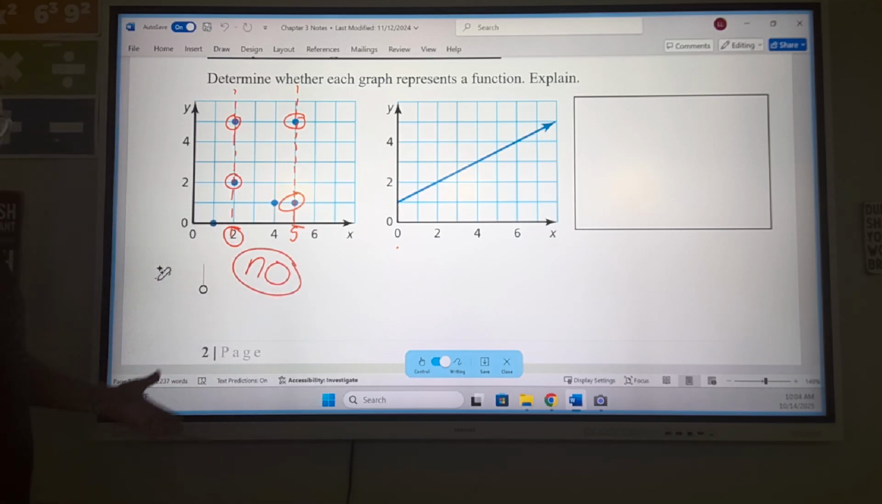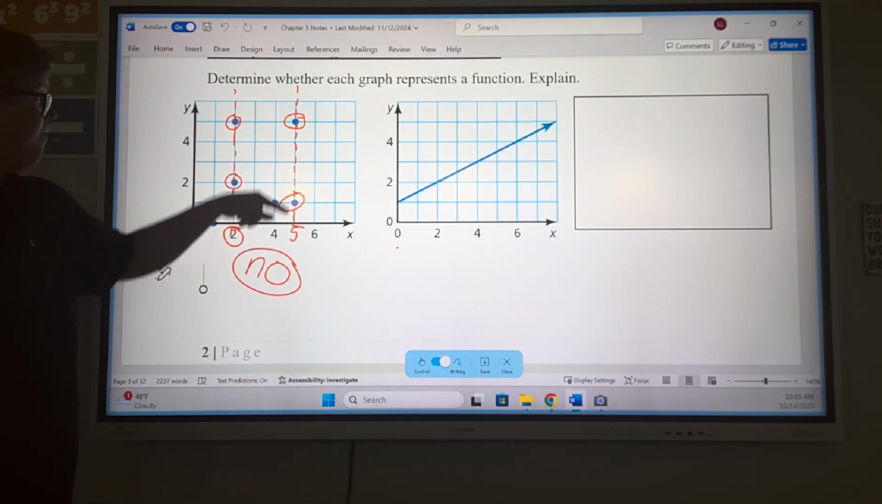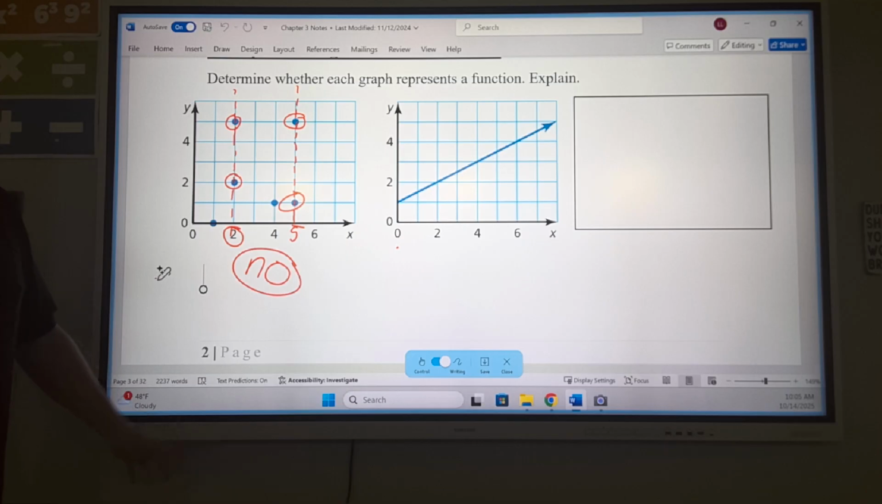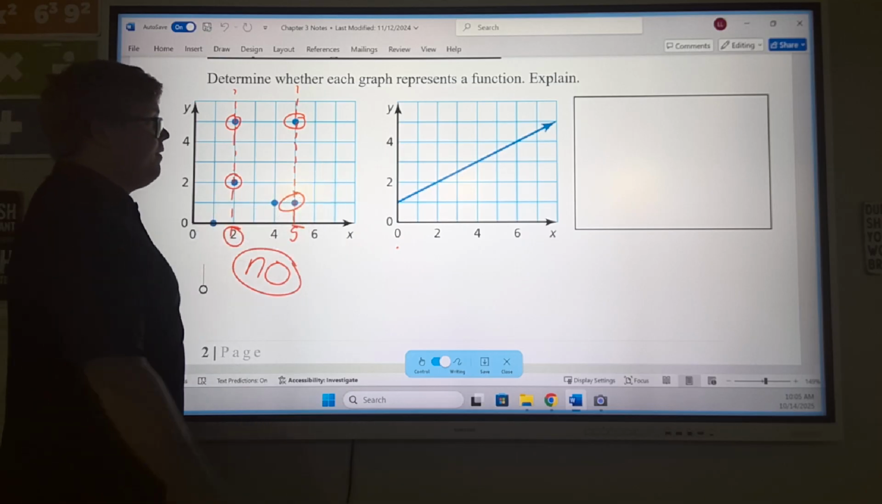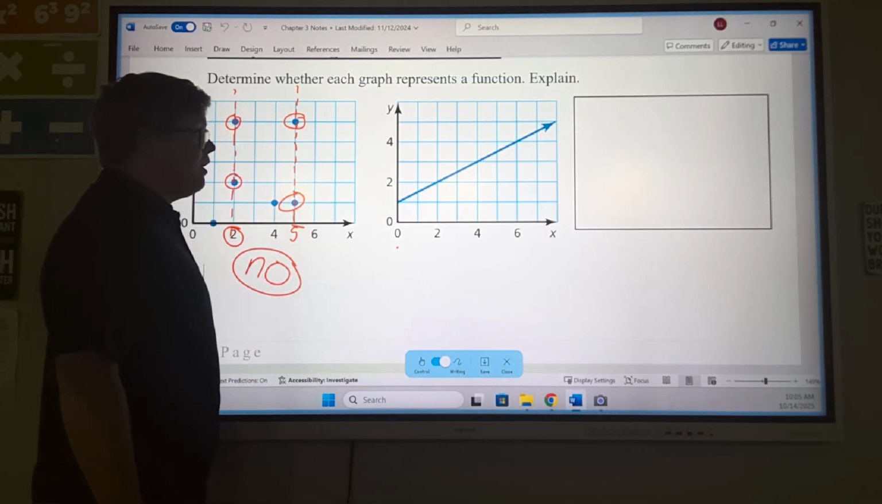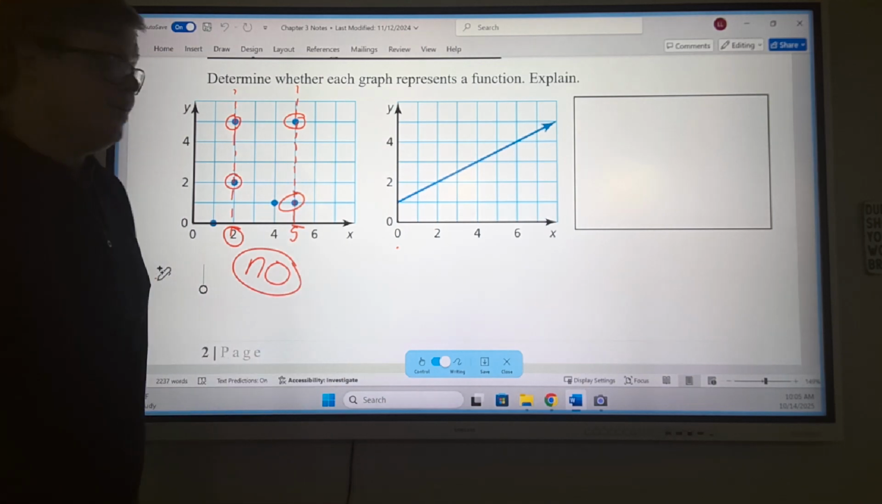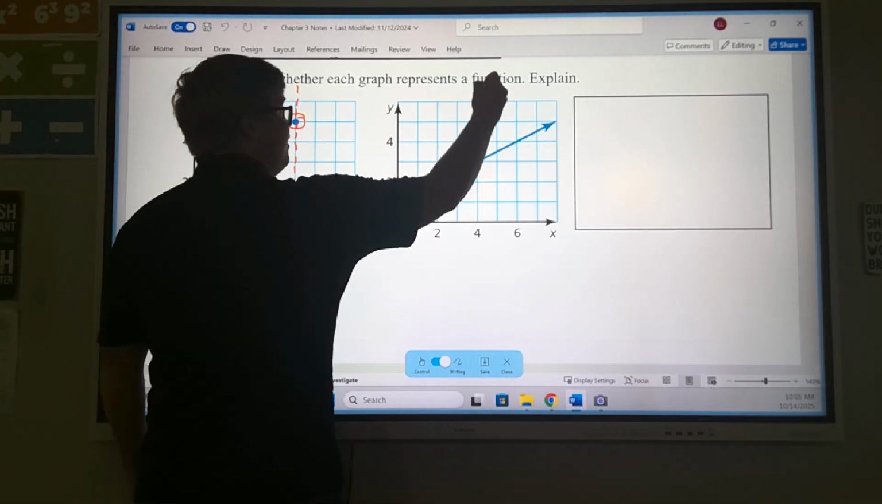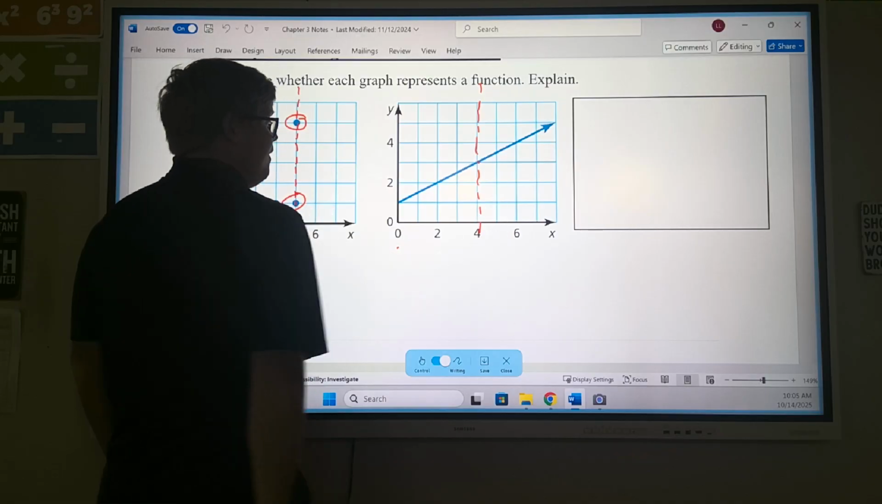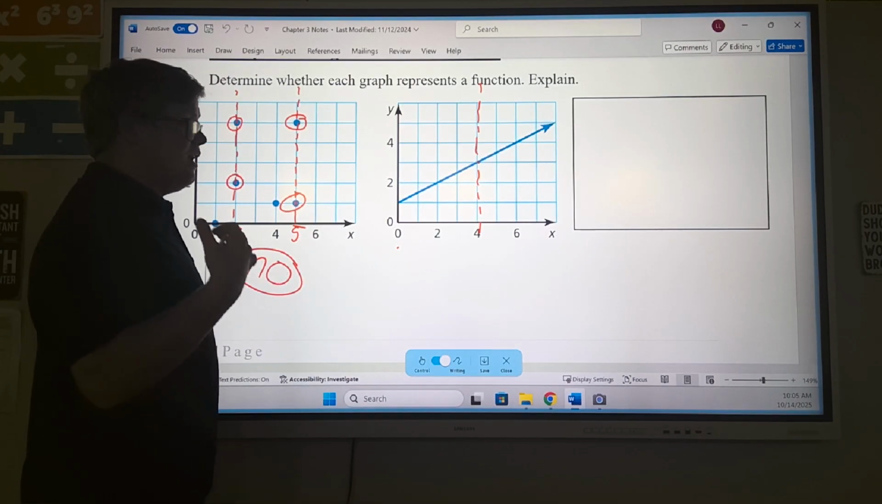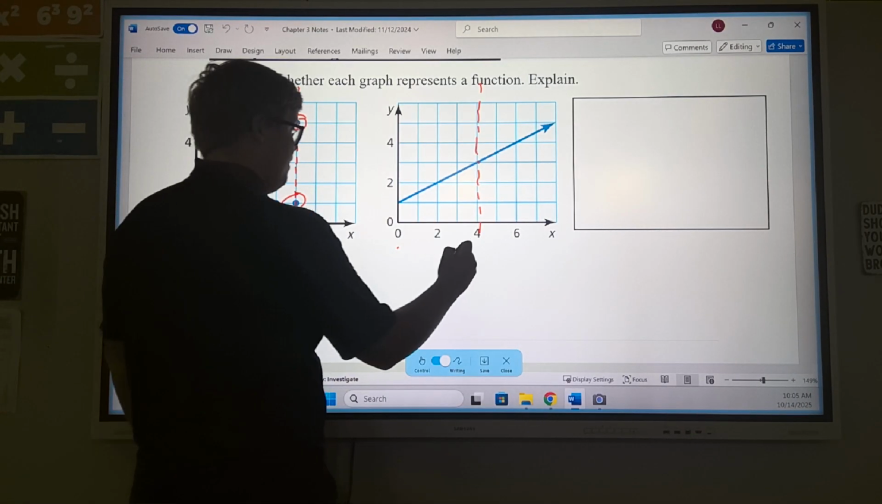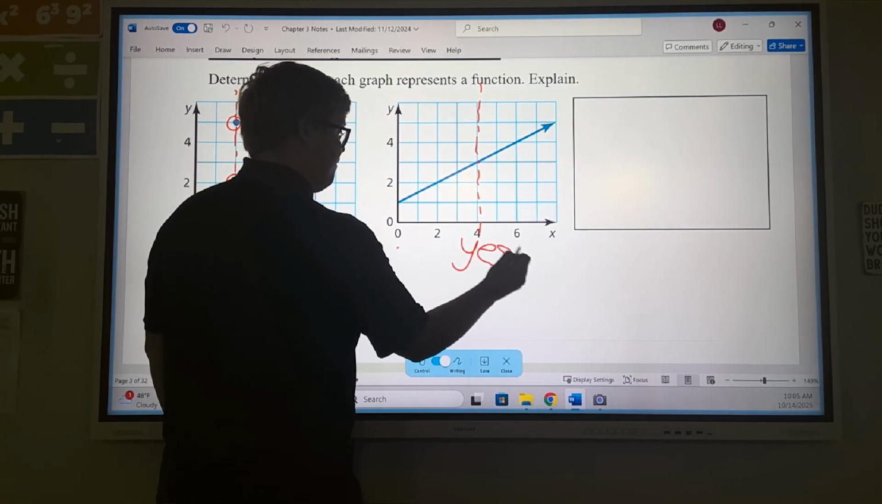Now, you can either say it does not pass the vertical line test, or you can say 2 is used more than once and 5 is used more than once. It's as simple as that. We go over here. This is a line typically represented by slope y equals mx plus b. If I draw a vertical line anywhere, it's never going to cross the same x more than once. So this is a function. It passes the vertical line test.